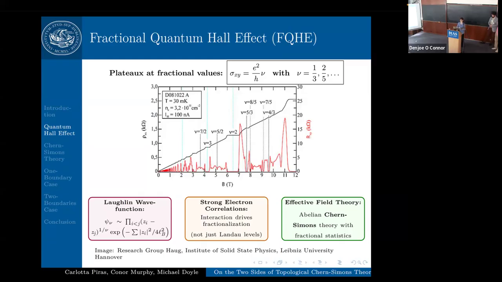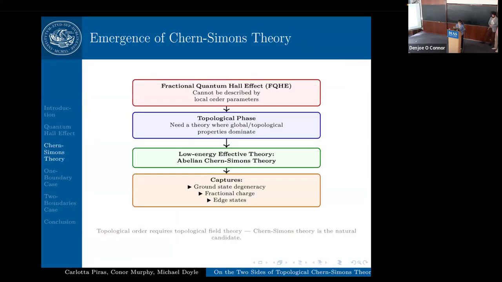And now what we need is an effective theory that naturally incorporates these fractional properties. And this is indeed the abelian Chern-Simons theory. But let's focus a bit more on that. The fractional quantum Hall effect cannot be described by local order parameters, unlike standard phases of matter. Because there is no magnetization, there is no density wave, there is nothing local that signals the phase. Instead, the fractional quantum Hall effect is a topological phase. So we need a theory where the topology dominates rather than the local dynamics.